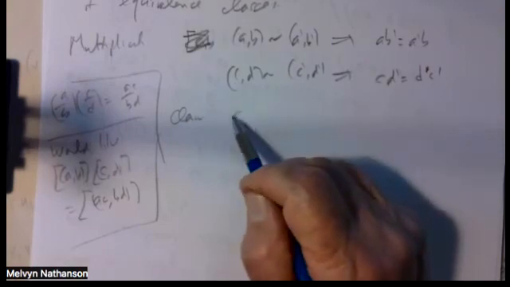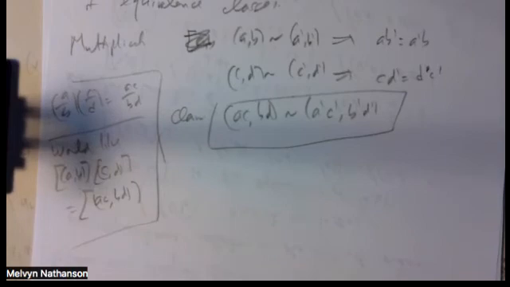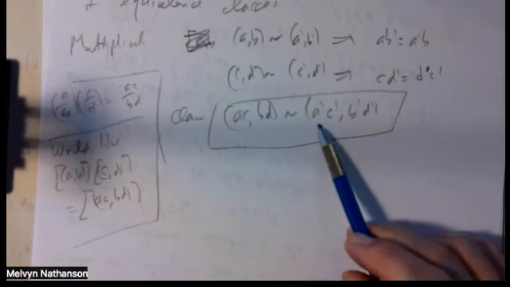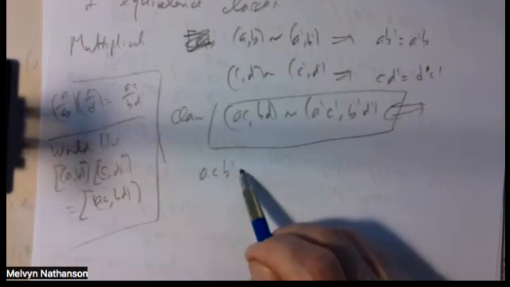So I want to claim that (AC, BD) is equivalent to (A'C', B'D'), so that when I'm multiplying equivalence classes of these ordered pairs, it doesn't matter what representative I choose. So this is true, let's see if we can do the arithmetic, if and only if ACB'D' equals BDA'C'.